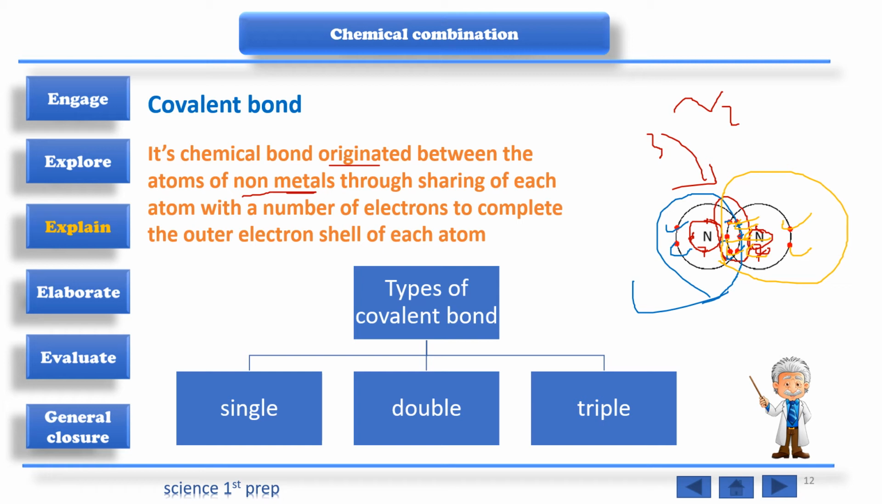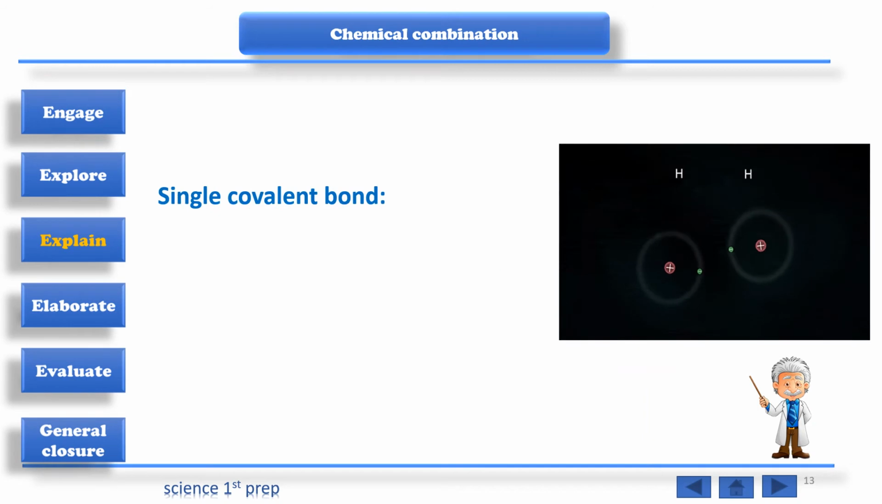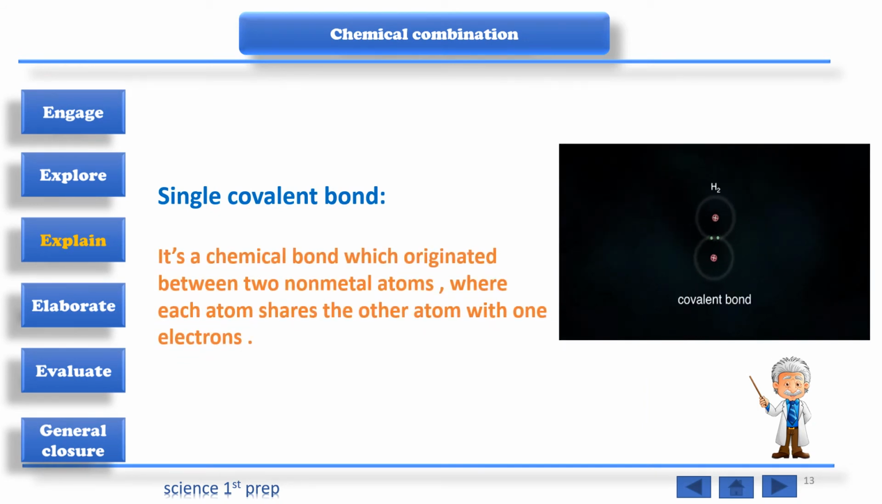So covalent bond happens with sharing of electrons. Here in nitrogen, each atom shares 3 electrons to complete the outermost energy level of the other one. Here we'll talk about the covalent bond. We have 3 types of covalent bond. This is the single covalent bond.